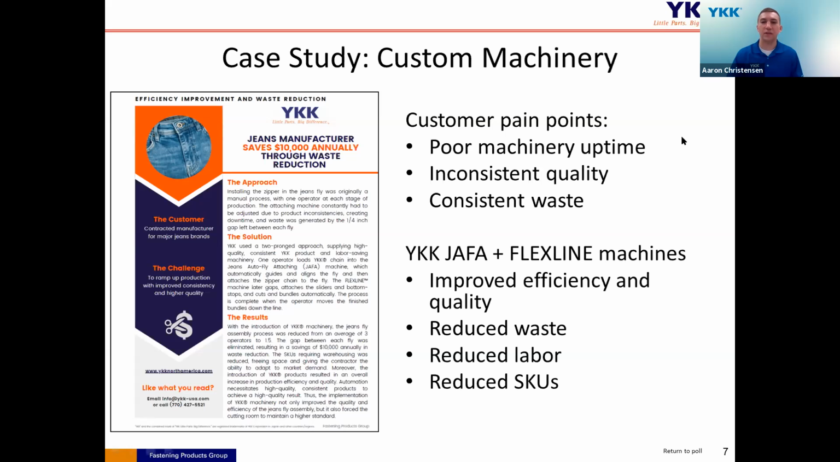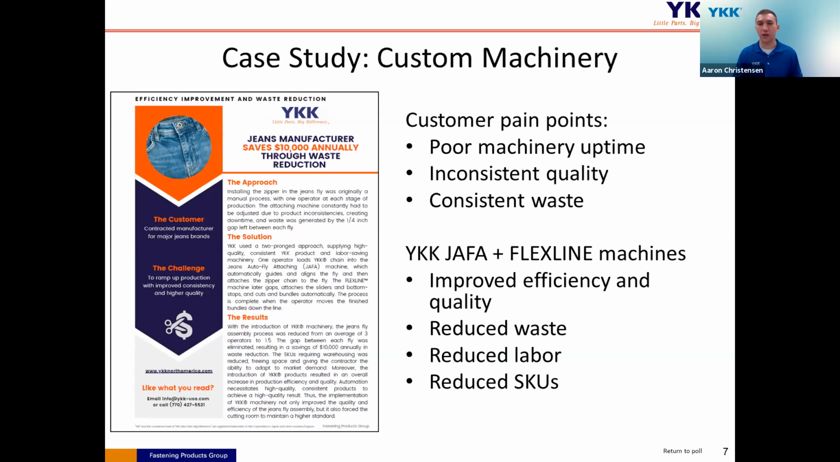So what YKK did in this example, we developed a pair of machines to improve this process for the customer. The first was the jeans auto fly attaching machine, which automatically aligns the fly, and the flex line machine handles kind of the post-processing of the zipper. So this is a continuous chain example. Jaffa does the sewing, and flex line will gap the zipper and do the rest of the processing associated with that.